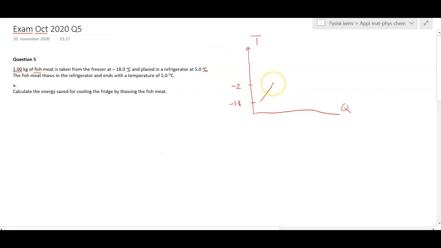So minus 2. And as we know, when we continue heating something and it is changing phase from frozen to thawed, then the temperature is not changing during a phase change. So we are adding energy, but the temperature is not rising. When everything has melted, then it heats further until 5 degrees. The scale here is not correct, but you will know the picture here.